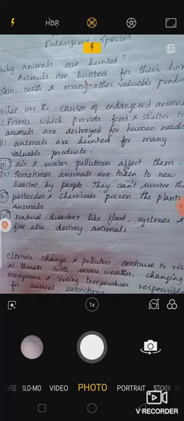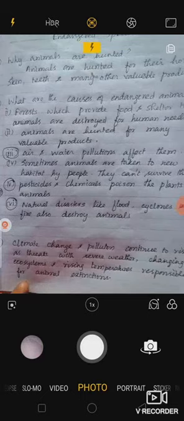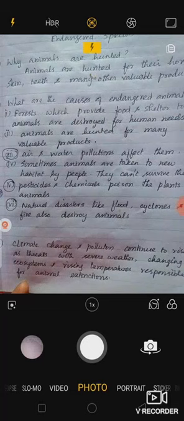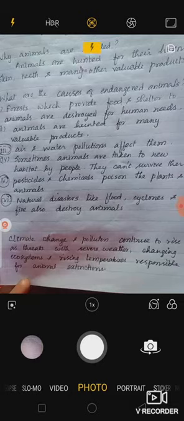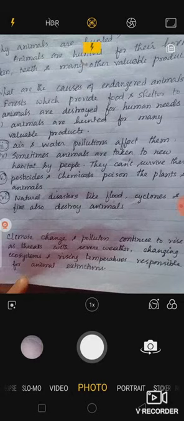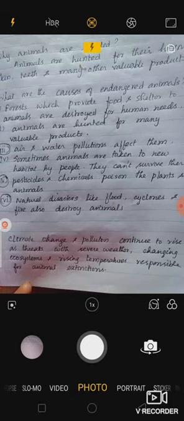The second question, what are the causes of endangered animals? Forests which provide food and shelter to animals are destroyed for human needs. Animals are hunted for many valuable products. Air pollution and water pollution affect them. Sometimes animals are taken to new habitats by people. They can't survive there. Pesticides and chemicals poison the plants and animals in the forest. Natural disasters like flood, cyclone and fire also destroy animals.